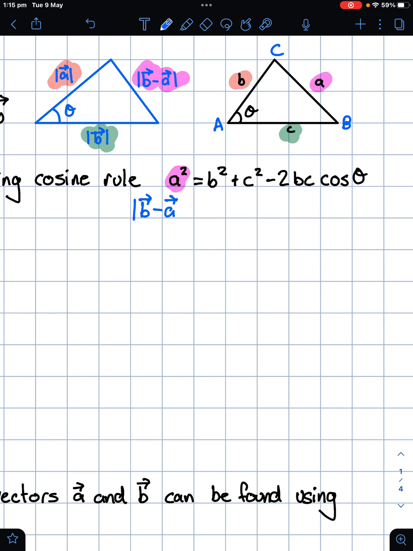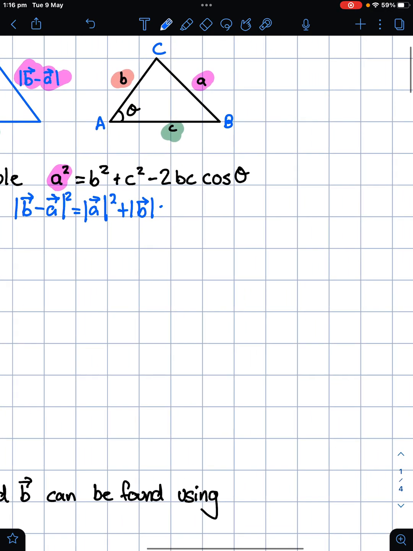minus A, and that squared is going to equal our B side, which was this side here, the modulus of A. I should have really pre-planned this a bit better. That's squared, plus the C length, which is B, squared, and then minus 2 times the length of A, times the length of B, times cosine theta.